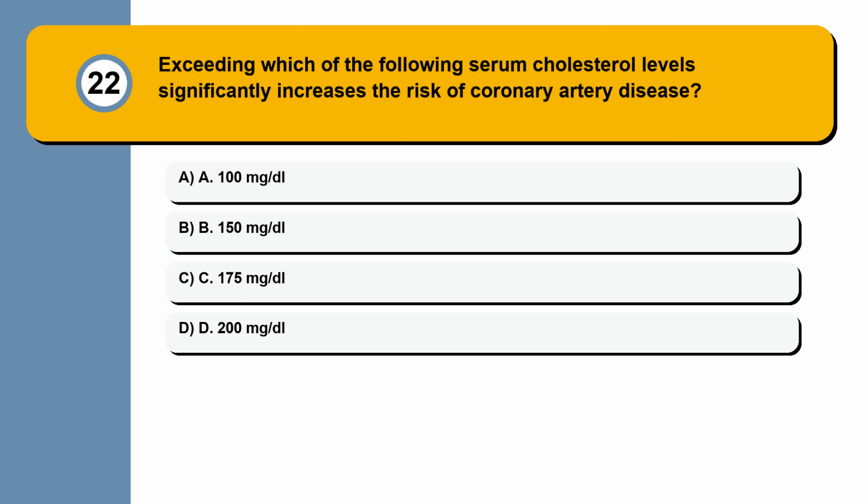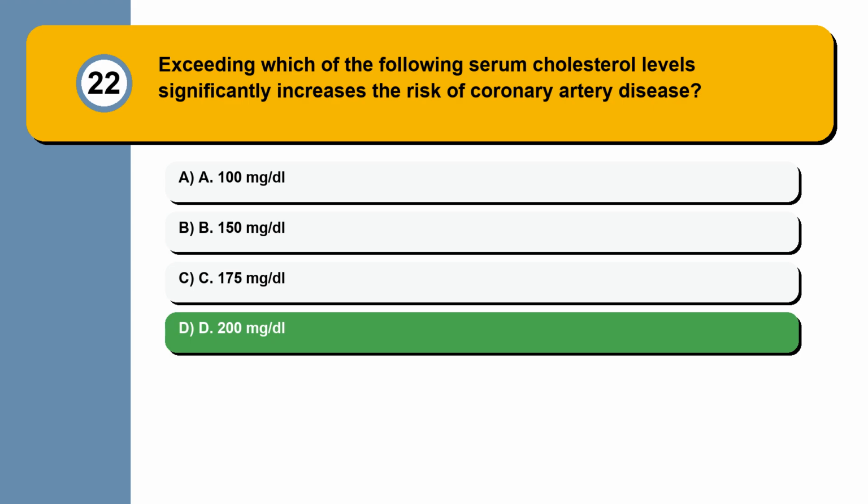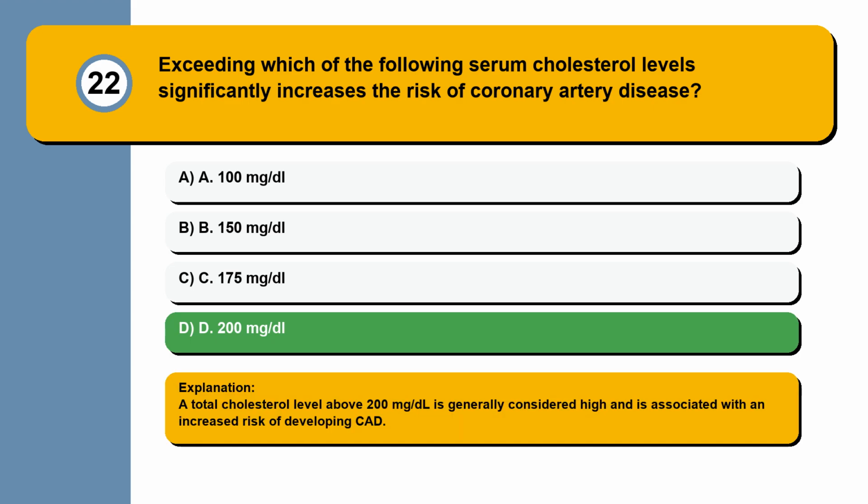Question 22. Exceeding which of the following serum cholesterol levels significantly increases the risk of coronary artery disease? A. 100 mg/dL. B. 150 mg/dL. C. 175 mg/dL. D. 200 mg/dL. A total cholesterol level above 200 mg/dL is generally considered high and is associated with an increased risk of developing CAD.